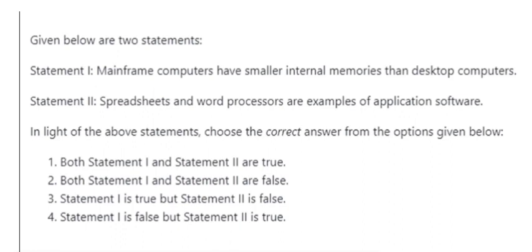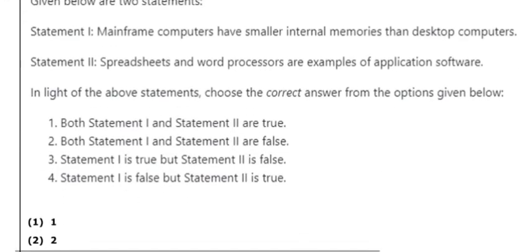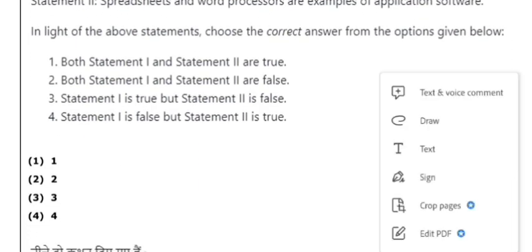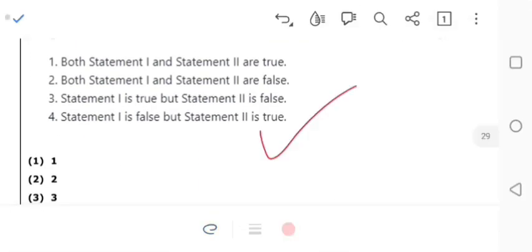Both statement 1 and 2 are true, both statement 1 and 2 are false. Statement 1 is true, but statement 2 is false. Statement 1 is false, but statement 2 is true. So these kinds of questions are often repeated, constantly repeated. For 33, the correct answer will be option D. That means statement 1 is false, but statement 2 is true.